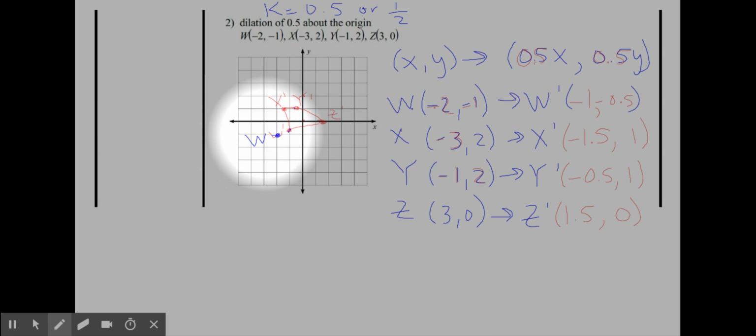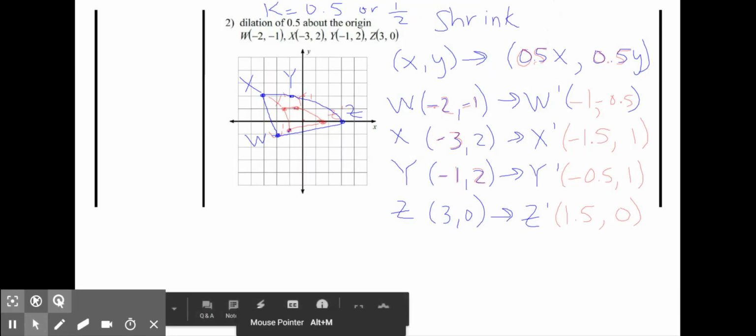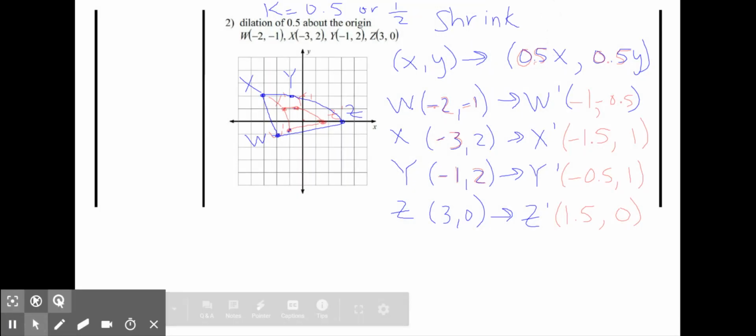-3, 2 is our X. We see it's farther away from the origin, it's growing away from the origin. -1, 2 is our Y, and our Z is 3, 0. We connect our pre-image, we see it is larger than our image, which confirms that we did have a shrink. Okay, great. One more. So don't let those negatives, don't let the 0.5s, the fractions, slow you down.